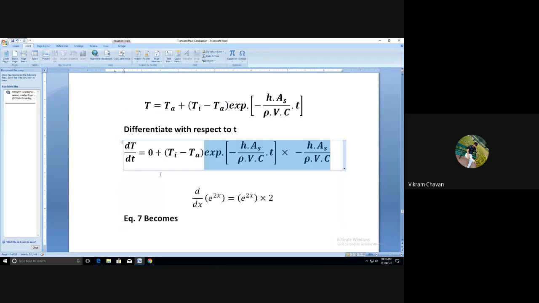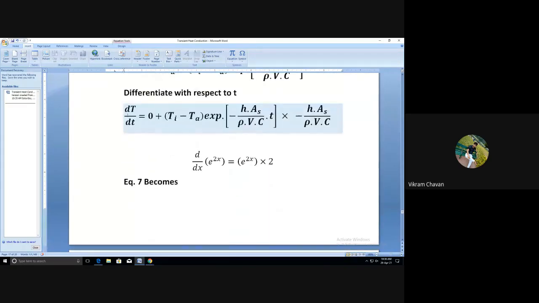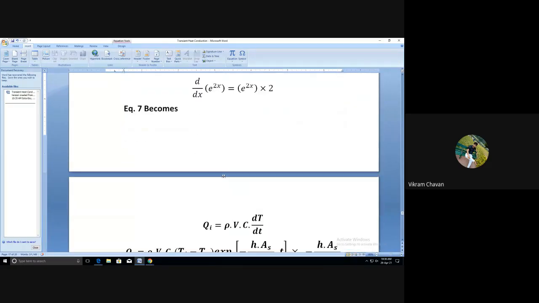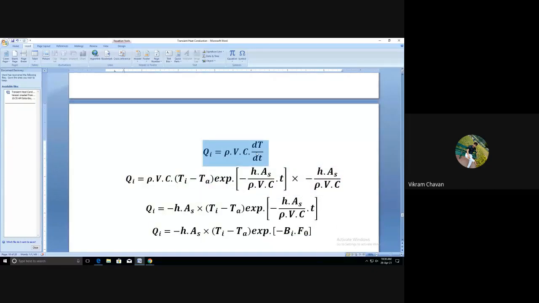So we have got this differentiation of T with respect to t. This can be put in equation number 7. We have dT divided by dt in equation number 7 for instantaneous heat flow, and instead of that we can put this equation. Equation 7 is Q suffix i is equal to rho Vc multiplied by dT divided by dt. So we put in the differentiation of T with respect to t.